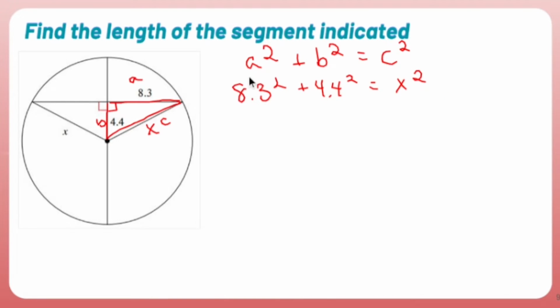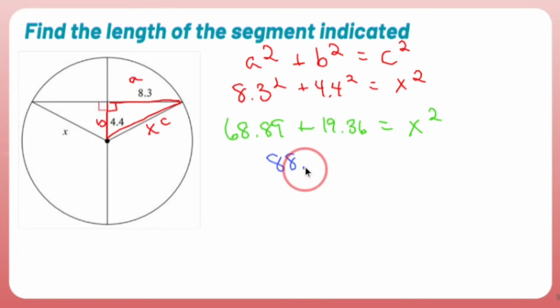Now let's do a little bit of math. 8.3 squared is 68.89, according to my calculator. 4.4 squared, 19.36. My calculator, I'm using Siri, thought I just did 4 squared, which is a fun game. Now I need to add these two together. 68.89 plus 19.36 is going to be 88.25. That equals x squared.